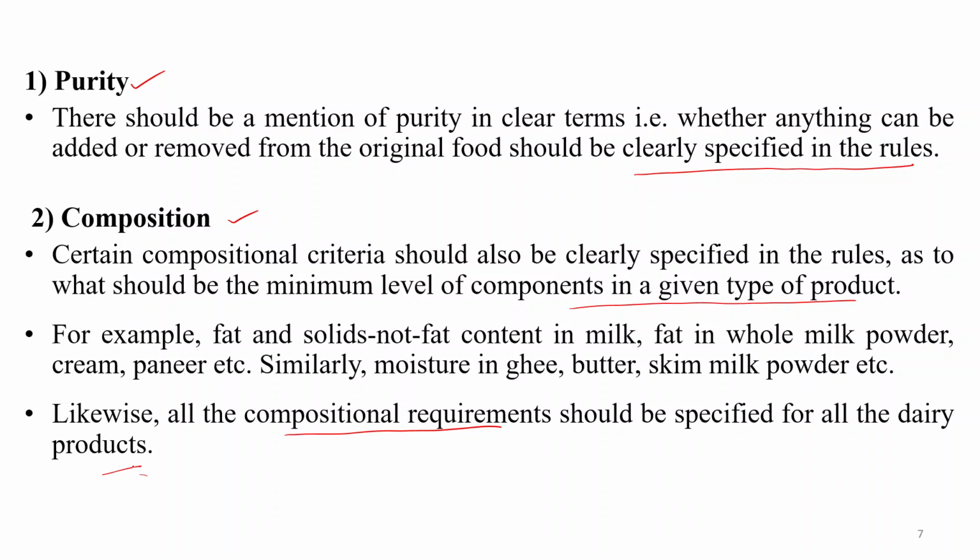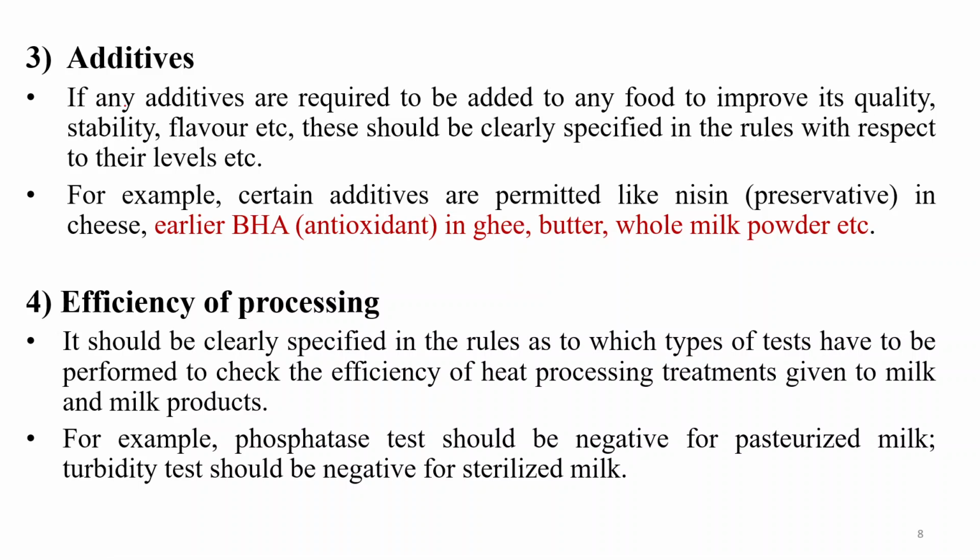That certain composition parameters should be clearly specified in the rules. So as the minimum level of components, what would be the level of different components which are present in the food, that should be specified for all dairy products. This is the second parameter to be considered, composition. Then third is additives. So if any additives are required to be added to the food to improve its quality, stability, flavor, these should be clearly specified in the rules with respect to their levels.